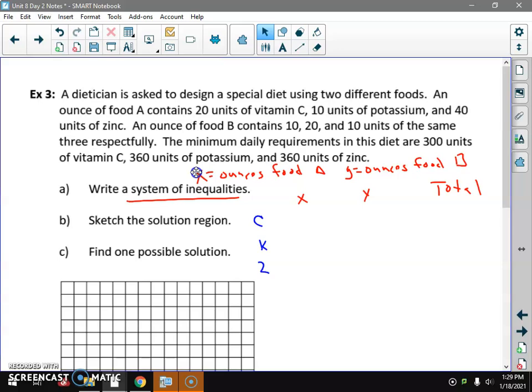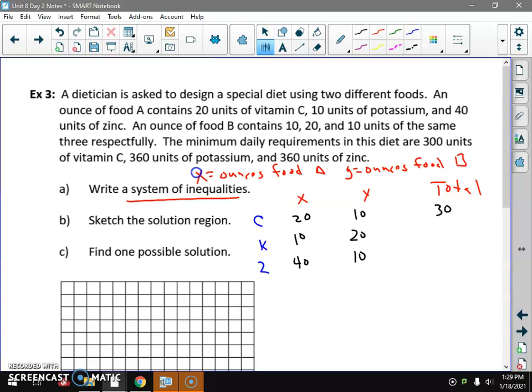Food A is X. So let's go through food A. 20 units of vitamin C, 10 units of potassium, 40 units of zinc. Let's go through food 2. 10 vitamin C, 20 potassium, 10 zinc. And how much do we need? A minimum daily allowance 300 C, 360 K, 360 zinc.